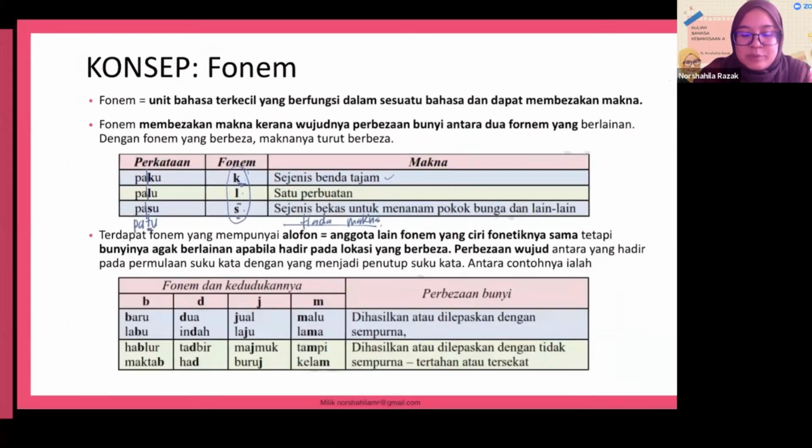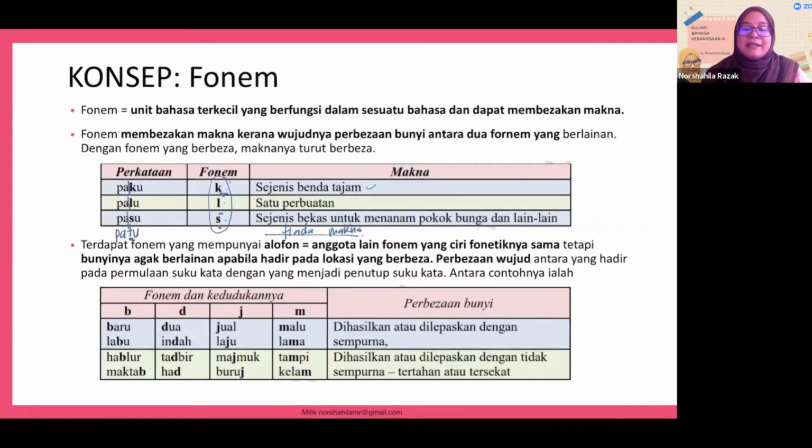Dan juga kita boleh tengok fonem ni dari segi bunyi di mana satu-satu bunyi akan berbeza dari satu sama lain, terutamanya apabila dia berada dalam segmen yang berbeza. Suku kata pertama ataupun suku kata kedua, which is kita ada perkataan baru dan juga labu. B, pronunciation is beh. Baru, labu. Baru, labu. So beza kan? Habla, maktab. Dua, indah. Takbir. Okay?